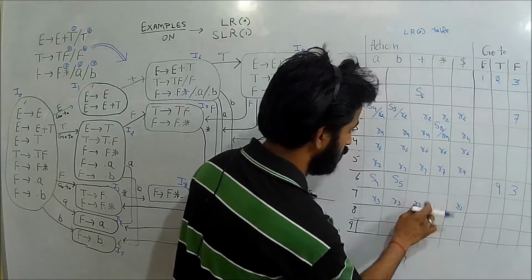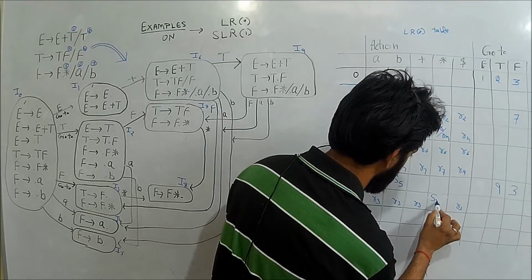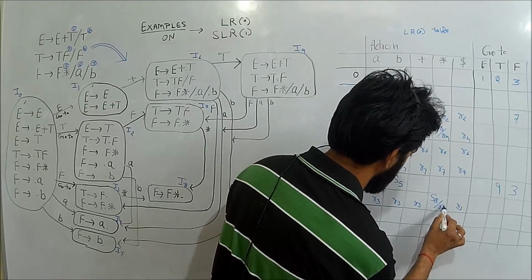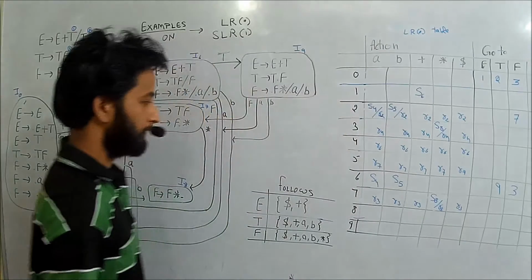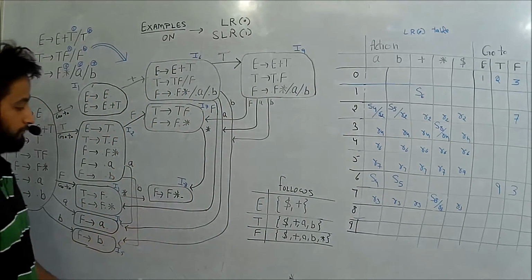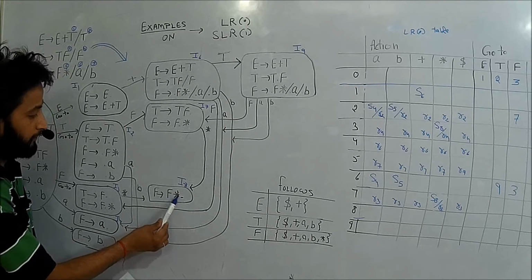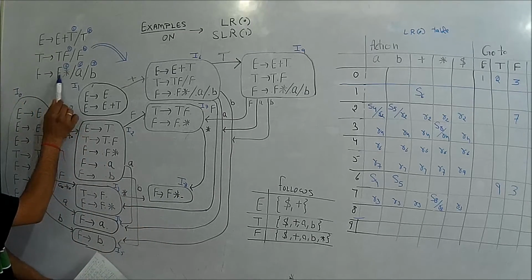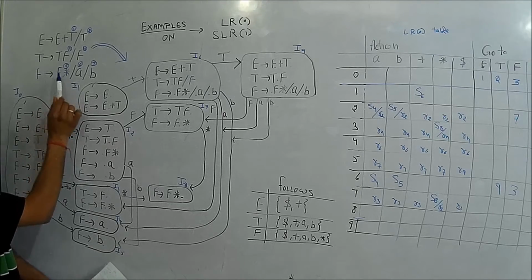We can write it as shift move 8, R3. Okay, next after that we have 8. This one is also final. So we can say that F star can be reduced to F. F star can be reduced to F. So the number of that production is fifth.